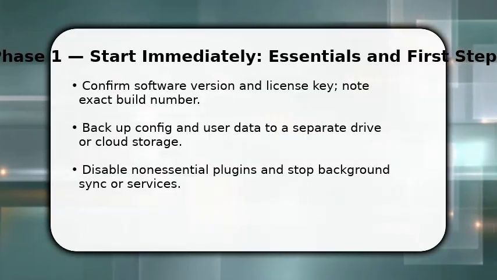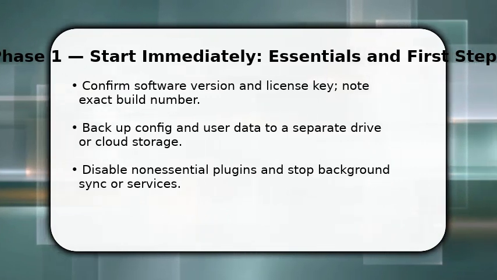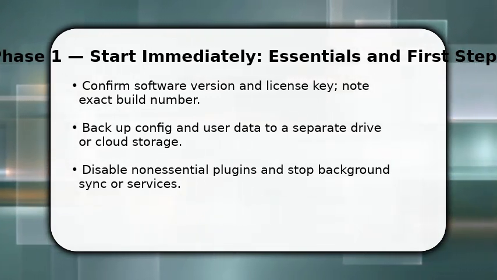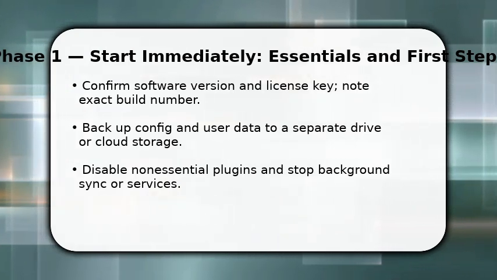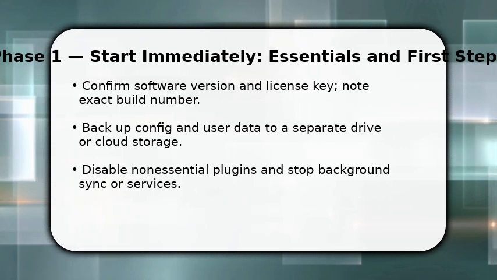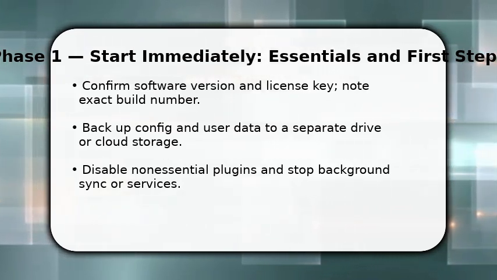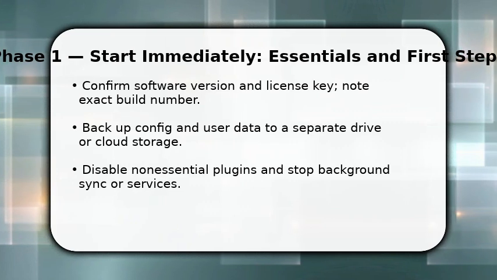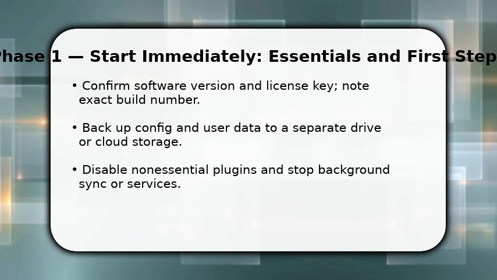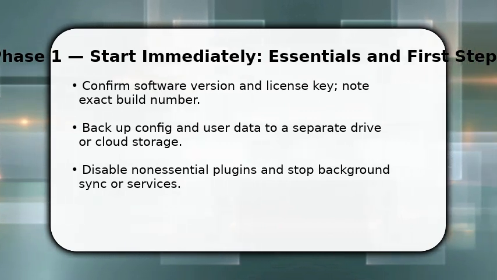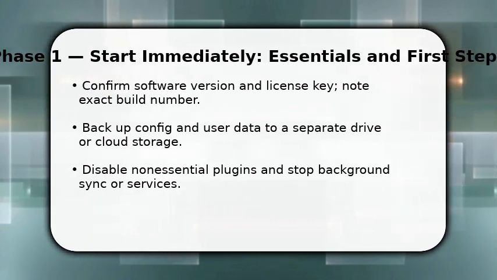You start now. Confirm the exact software build and license so changes map correctly. Back up the config and user data to a different drive or cloud location. This prevents irreversible loss. Once done, disable non-essential plugins and stop background sync or services to reduce interference. Make sure to run the app as administrator or with elevated permissions. That exposes permission errors early. These first actions both protect your data and create a controlled environment for the fix.